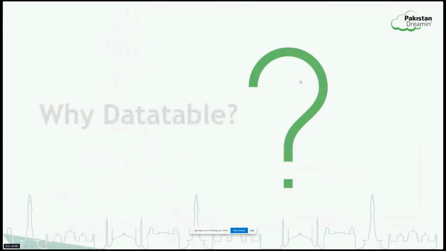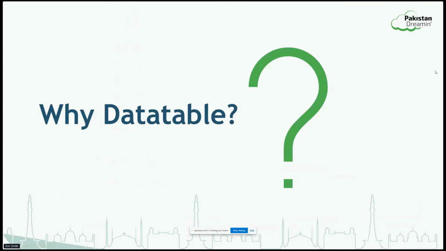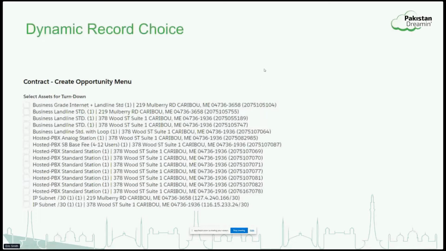Today, I want to talk about why somebody would want to use a data table component. Why did I create it? When I first started working with screen flows, one of the standard options I used was the dynamic record choice. A dynamic record choice allows you to display a list of records and allow the user to select one or more of those. The challenge with that component was that you could only display a single field.